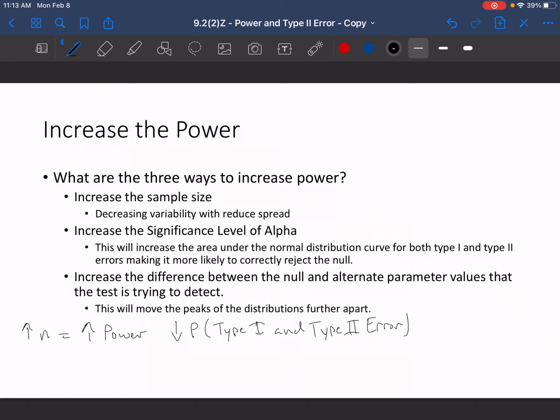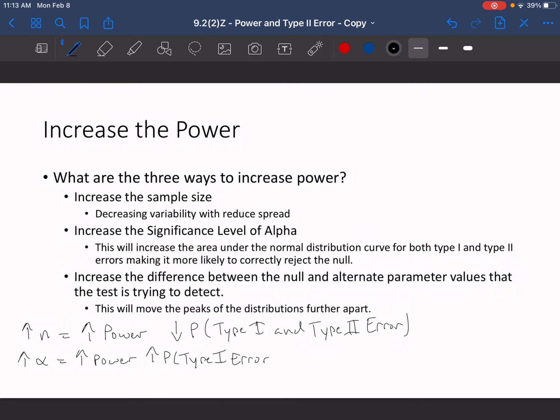So really, that's honestly the safest way to do it as far as increasing power: we would want to increase our sample size. We can also mess with our significance level as well. So we can increase or decrease our significance level in order to affect power, basically. So if we increase alpha, or our significance level, that's going to increase power. However, that is also going to increase the probability that you make a type 1 error as well.